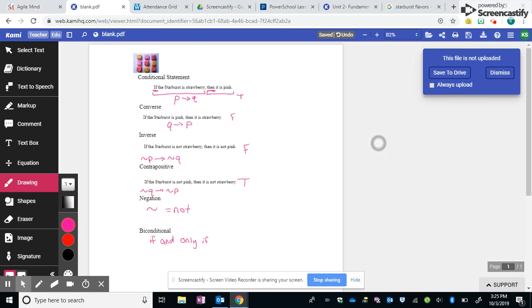The last thing you need to notice is that when you have the conditional statement and the contrapositive, they are always going to be either true or false at the same time. We call that logically equivalent. Same with the converse and inverse. They are also logically equivalent. As if one is false, the other one also has to be false.